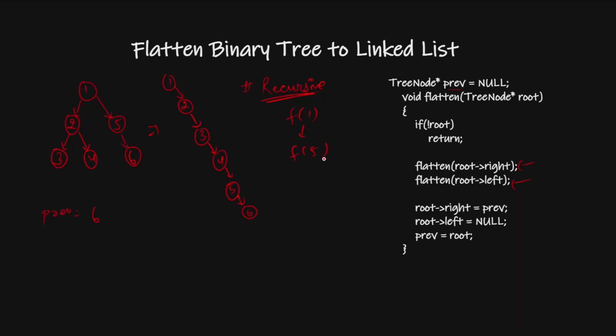What I will do for f5: my right is done. Now I will go to its left, which is also null, so it is also done. So after doing right and left, I will make this node.